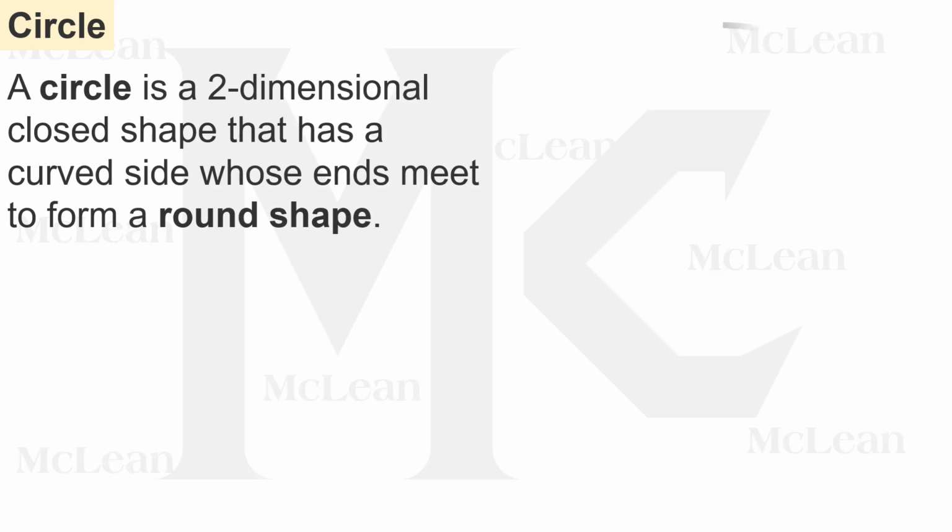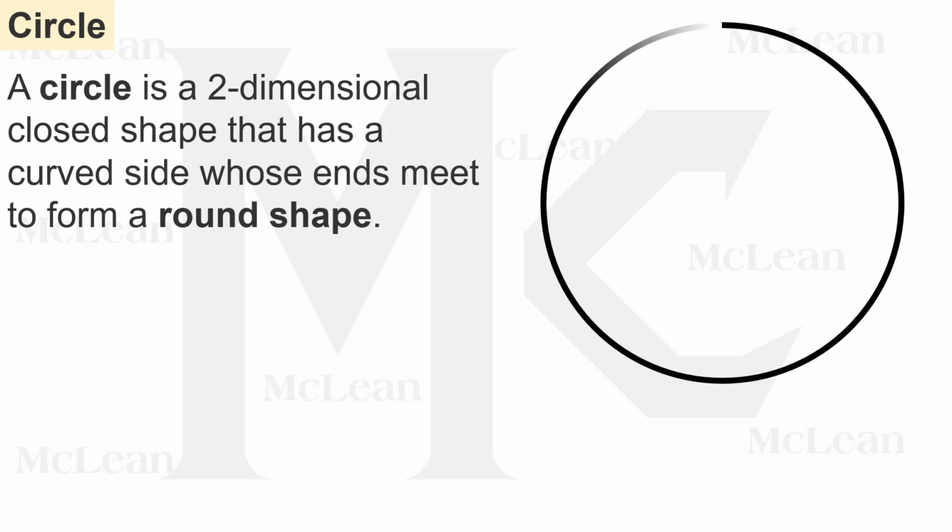Circles. A circle is a two-dimensional closed shape that has a curved side whose ends meet to form a round shape. The circle will fall into the category of 2D shapes.